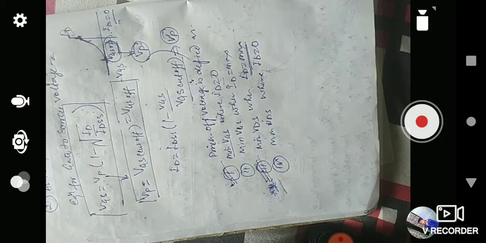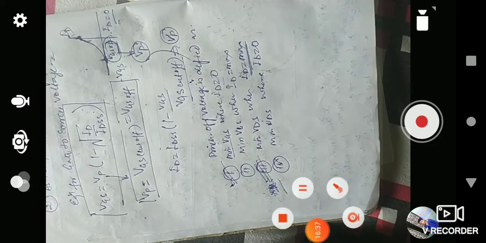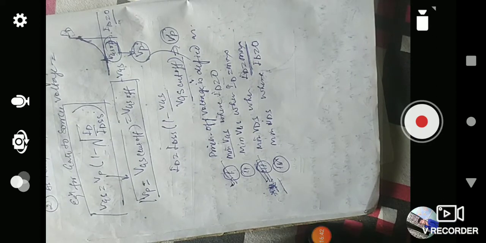In this way we have covered the pinch off voltage, and finally the working operation of the JFET is completed. In future I will take suggestions from your side about which topic is more difficult, and then I will discuss further things related to FET. Otherwise I will continue the digital electronics part in the next session.